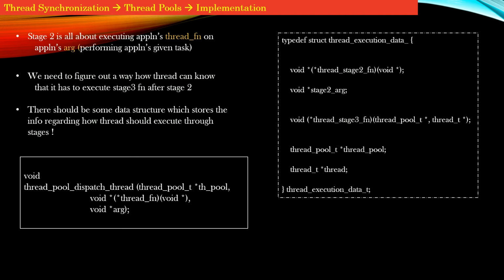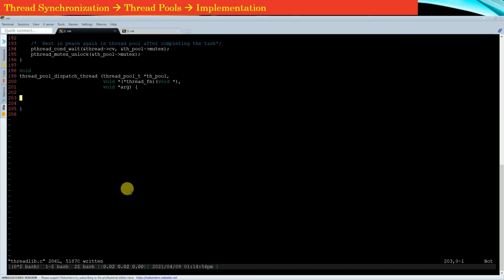So to start with the implementation of this API, thread pool dispatch thread, the very first thing that we need to do is to fetch the thread from the thread pool, right? So we will use the API thread pool get thread, and it might be possible that the thread pool may not have any threads, right? Because all the threads have already been dispatched to do application specific work.